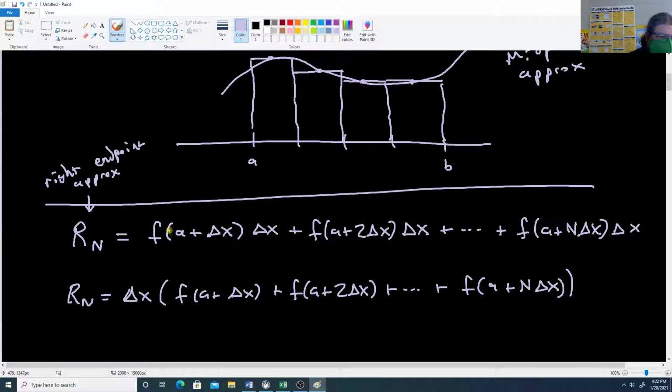So basically here it's height times width plus height times width plus height times width of the next one, plus height times width of the next one. And since all these get multiplied by the same width, it's equivalent to the width multiplying the sum of all the heights.